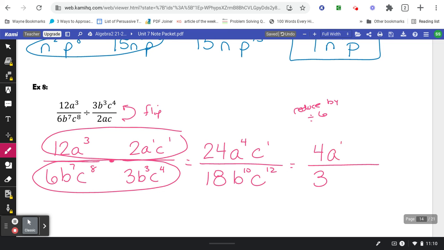A to the 4th has to stay where it is. There's no other A's. Same with B to the 10th. And C to the 11th ends up in the denominator. More C's at the bottom. 12 minus 1 to get 11.